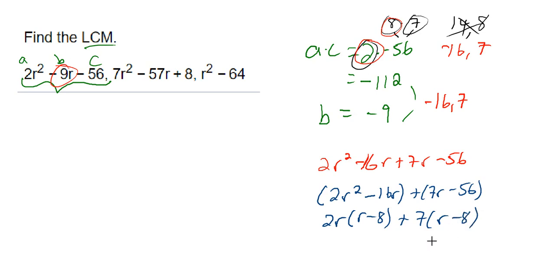That also leaves me with r minus 8. And so this will factor as r minus 8 times 2r plus 7. All right, so that's how the first one factors. So that's the first one only. So we haven't even finished the first step yet for this problem because we have to also factor.